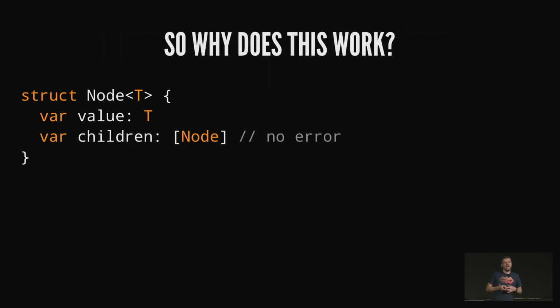And yet, if I was to make this something like a tree node, which has multiple children and contains an array of other nodes, this is absolutely fine. The Swift compiler is quite happy to let me do this. And the thing is, arrays are structs. They're value types in Swift. So how is this possible?